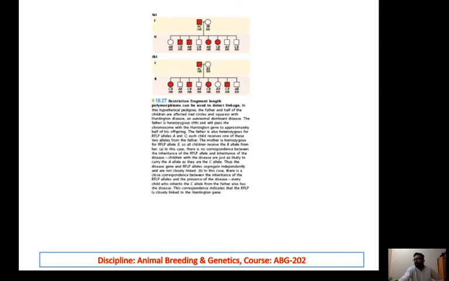Again, this RFLP is useful to identify linkage. So we have some idea about linkage. These are genes which are present on the same chromatid, and they transfer together. And this technique can help us to find out the linked genes.